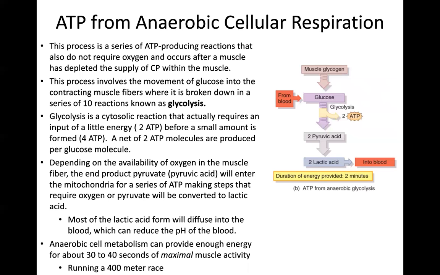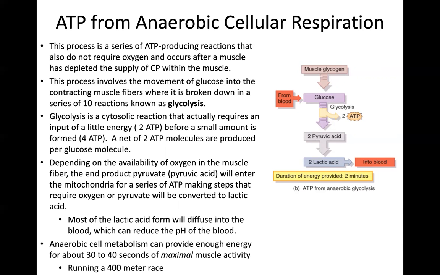Now, once we run out of the creatine phosphate in our muscle, we got to turn somewhere, which means we're going to use the next method, ATP from anaerobic cell respiration, which right away should tell you that oxygen is not involved here either. Okay, since the word anaerobic is there at the top. This is once again what occurs after a muscle has depleted supply of creatine phosphate.